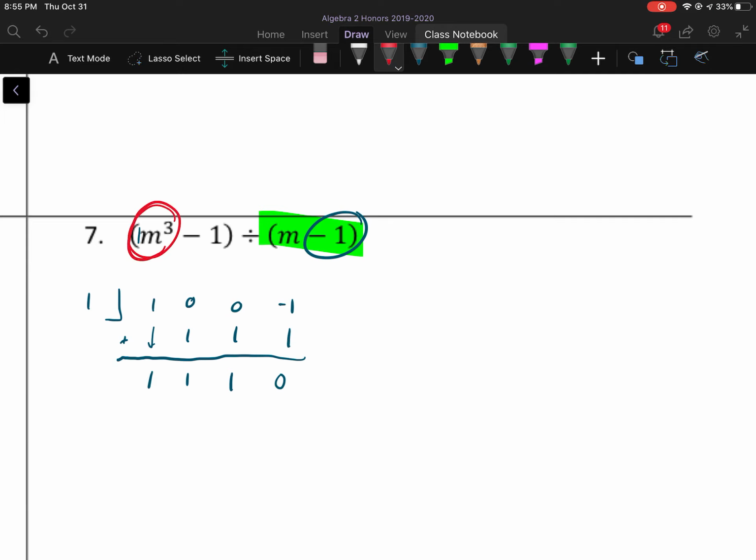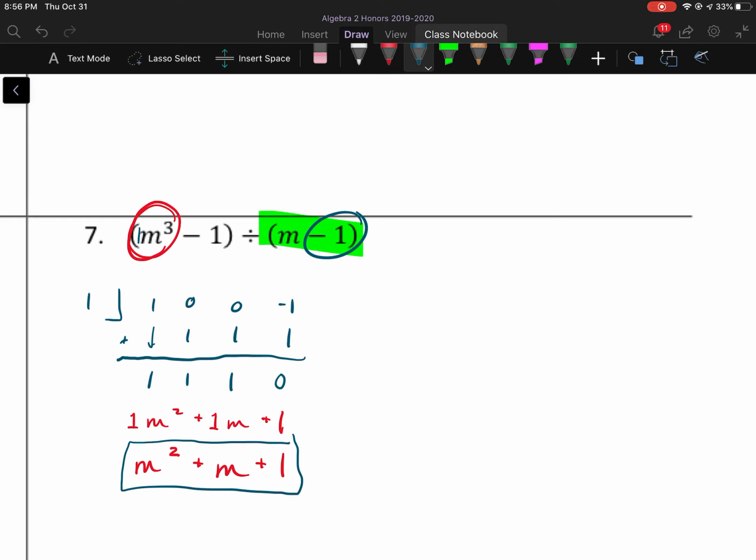The m to the third went down 1. So now this should be 1m squared plus 1m plus 1. I trust that you wouldn't write it like that. Again, no remainder. I'm going to write it as m to the second plus m plus 1. That's it. Final answer. Now, you could check your answer. If you multiply this thing by m minus 1, if you were to FOIL it out, I guarantee you would end up right where we started at m to the third minus 1.